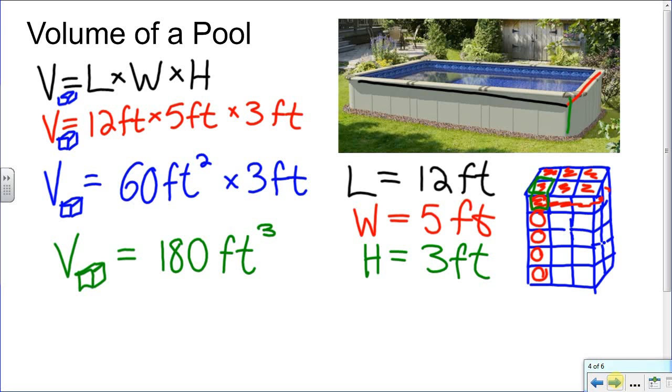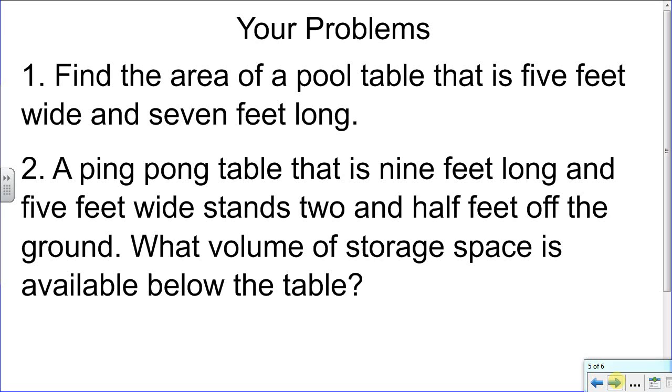But I want to leave you with some practice problems to work on your own. So these are your problems, not my problems. I have my own problems that I need to deal with, as my students are well aware. But number 1 is find the area of a pool table that is 5 feet wide and 7 feet long. And number 2 is a ping pong table that is 9 feet long and 5 feet wide stands 2.5 feet off the ground. What volume of storage space is available below the table?